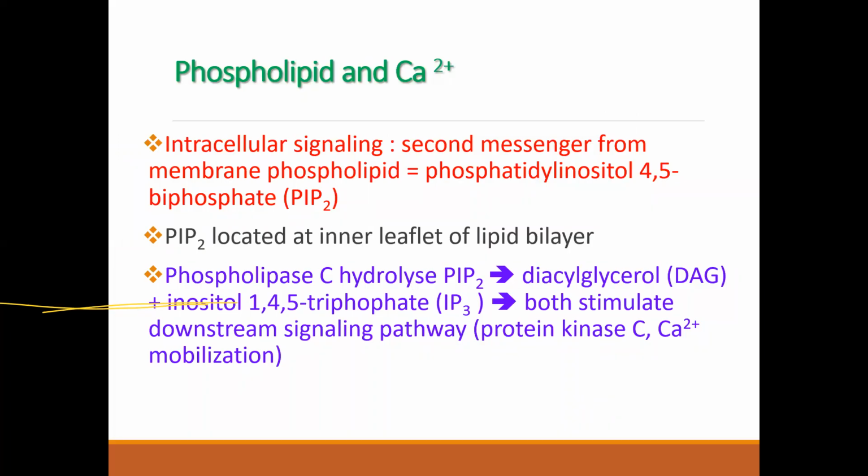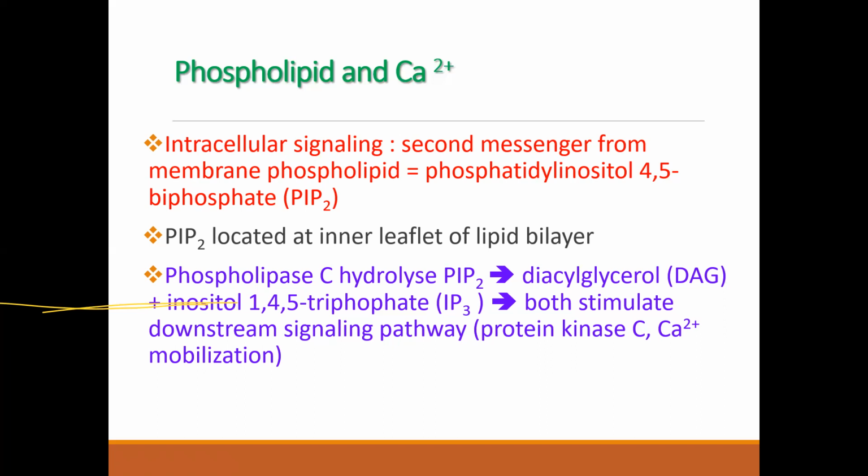Another type of second messenger is the calcium ion. Those are the two types of second messenger synthesized from the plasma membrane phospholipid. The precursor of second messengers like diacylglycerol and inositol triphosphate is phosphatidylinositol 4,5-bisphosphate, or PIP2. This phospholipid is located at the inner layer of the plasma membrane.